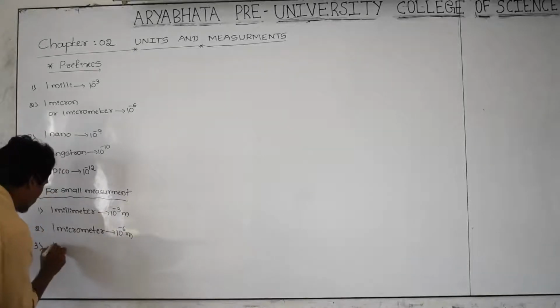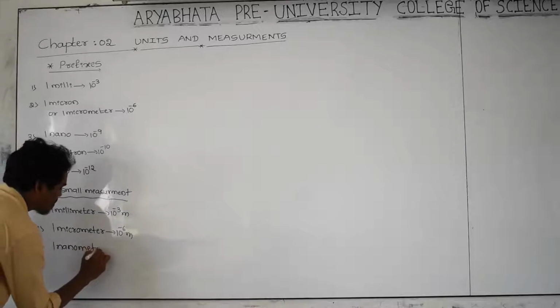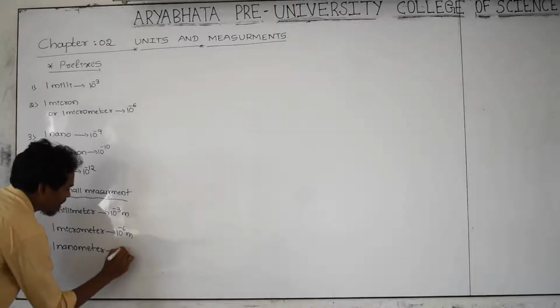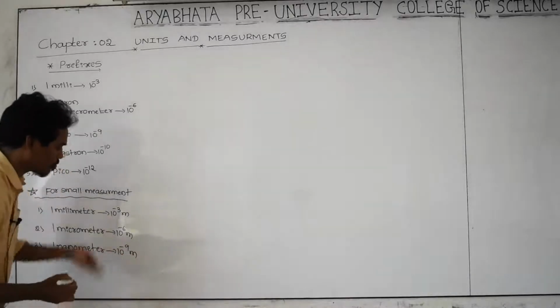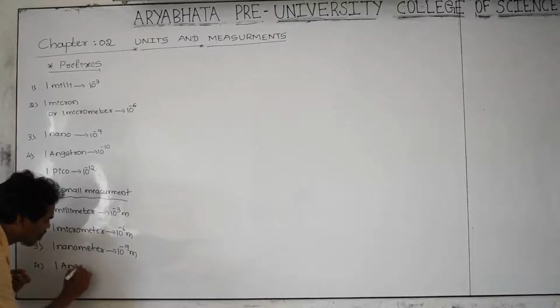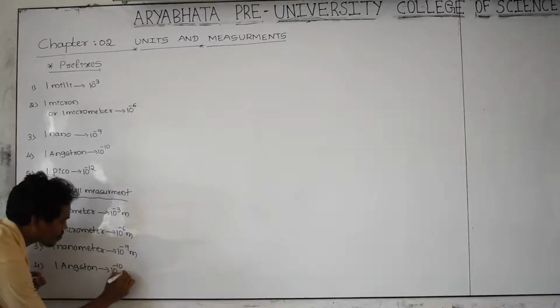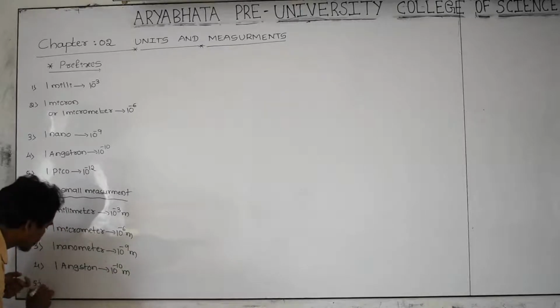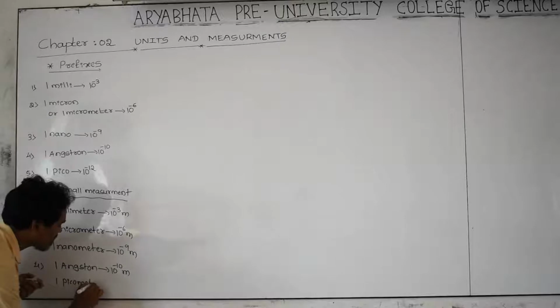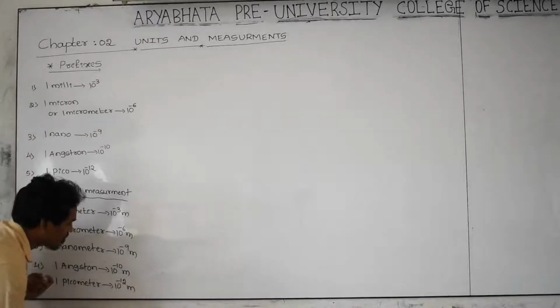The third one is 1 nanometer, which is 10 to the power of minus 9 meter. Next is 1 angstrom, which is 10 to the power of minus 10 meter. And next is 1 picometer, which is 10 to the power of minus 12 meter.